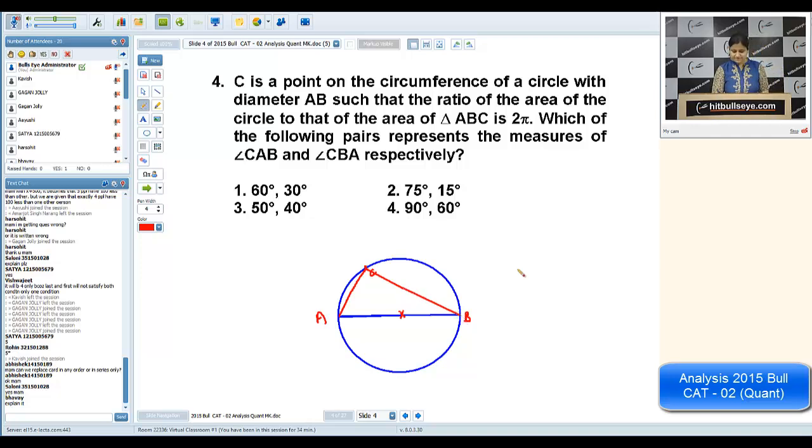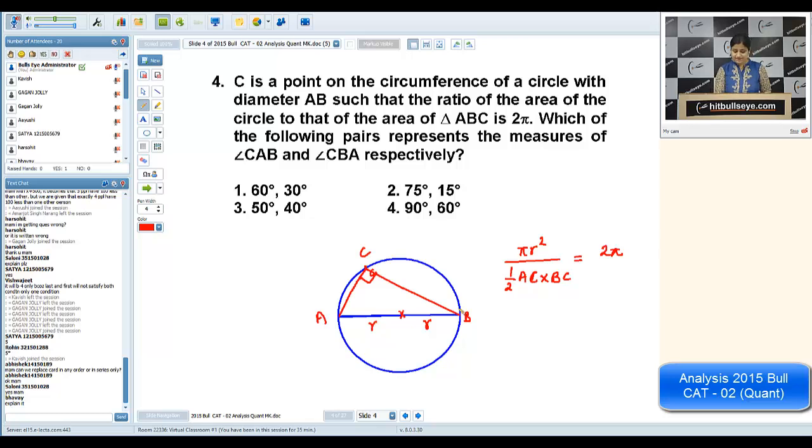So now what is given, that area of the circle, let the radius be r. Area of the circle, pi r square, divided by area of the triangle. What is area of the triangle? It will be half AC into BC. Why so? Because we know that whenever you are making an angle in a semicircle, this is always 90 degree. So AC is the base and CB is the perpendicular, and vice versa you can take. This ratio is given as 2 pi. Which of the following pairs represent the measure of angle CAB and CBA? That is the question now.